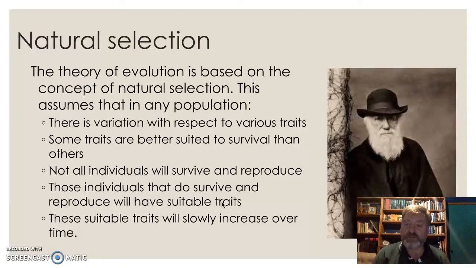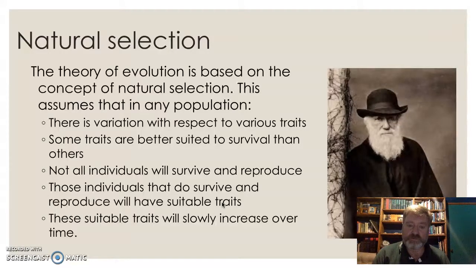The chap there with that fantastic beard is a guy called Charles Darwin, who you may have heard of. And we're really talking about Darwinian evolution. It's been refined and developed since his time, as you can imagine, but essentially what Darwin was on about, and what we still talk about, is that for a species to evolve, there needs to be variation with respect to various traits. So you need lots of different alleles. Some alleles will be better suited to survive in the environment.